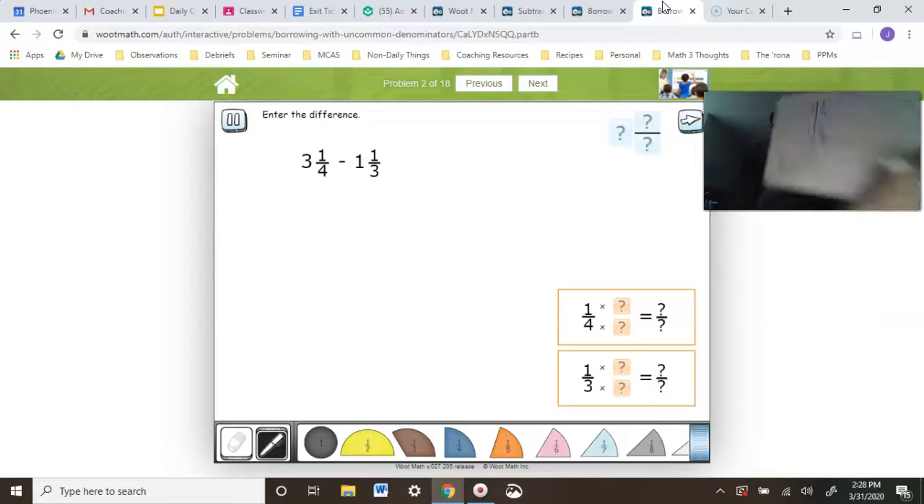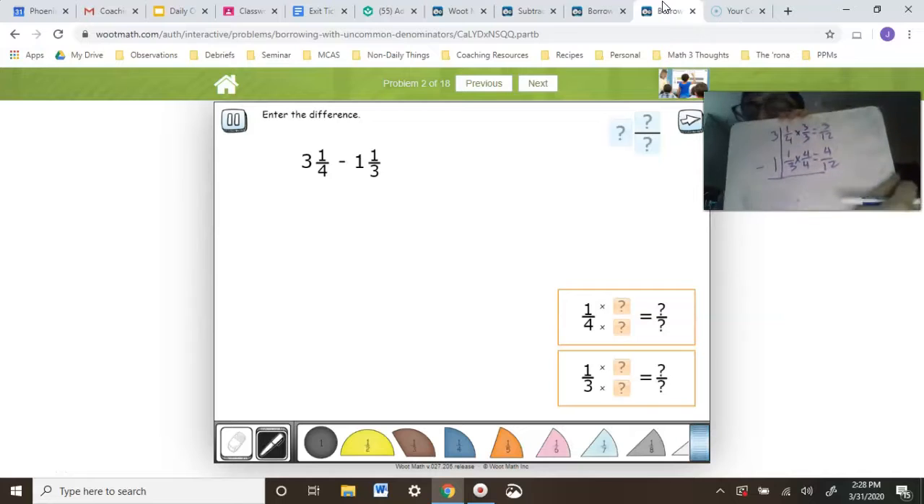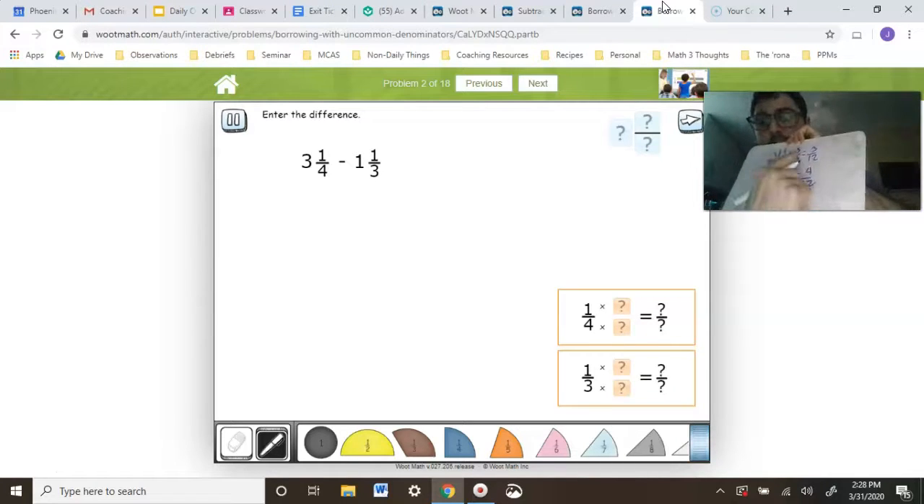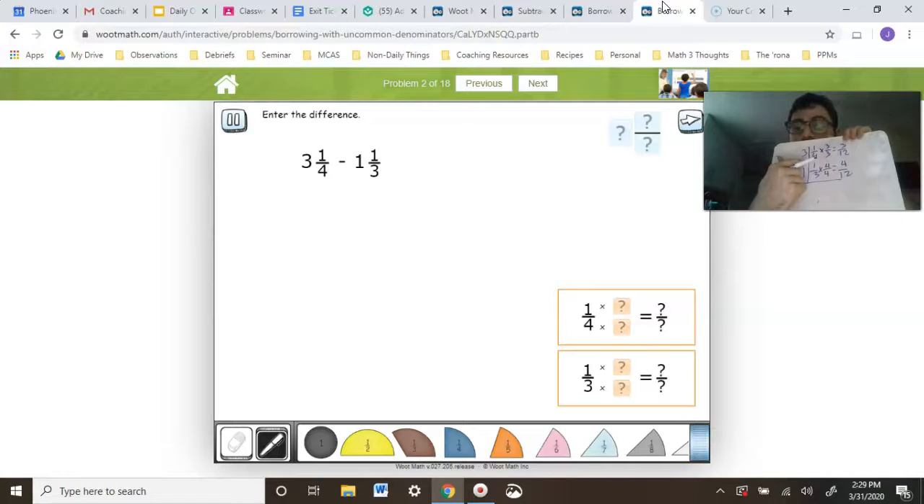First step. Second step. When I get here, my problem comes up. I can't take 4 from 3. It won't be 1/12. So instead, what do I need to do? What I'm going to do is I'm going to borrow from our bigger number.